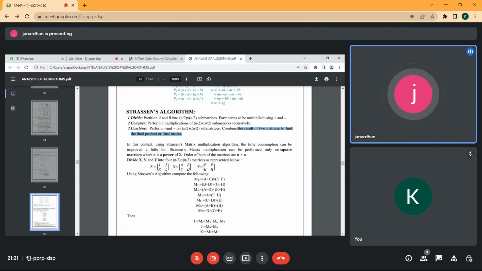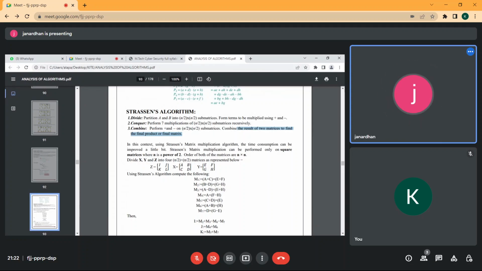In this context, using Strassen's matrix multiplication algorithm, the time consumption can be improved a little bit. Strassen's matrix multiplication can be performed only on square matrices where n is a power of 2. The order of both the matrices is n by n. Divide X, Y and Z into four n by 2 matrices as represented below.